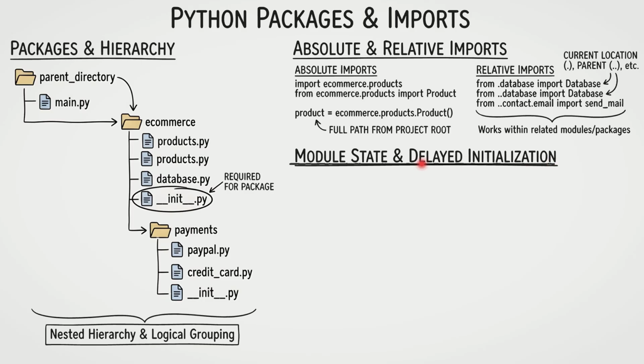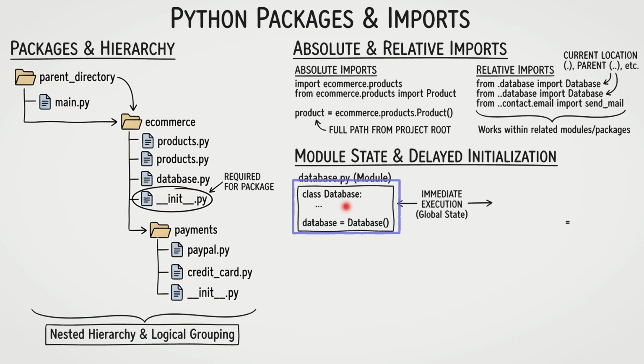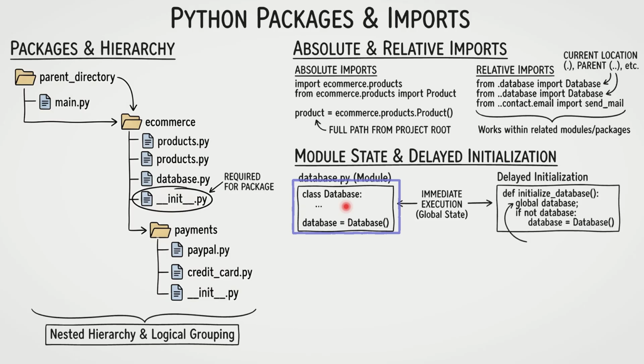Moving on, let's discuss module state and delayed initialization. Modules can store global state. Instead of creating a new database connection in every single file, we can create a single database object right at the module level in database.py. This object is created immediately when the module is imported and then shared across the application. However, this immediate execution can cause a really slow startup time if the initialization is resource heavy, like connecting to a remote server. To prevent this, we use delayed initialization.